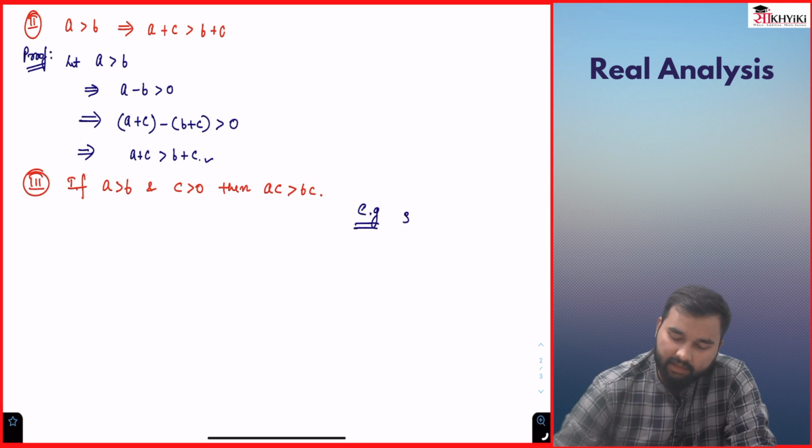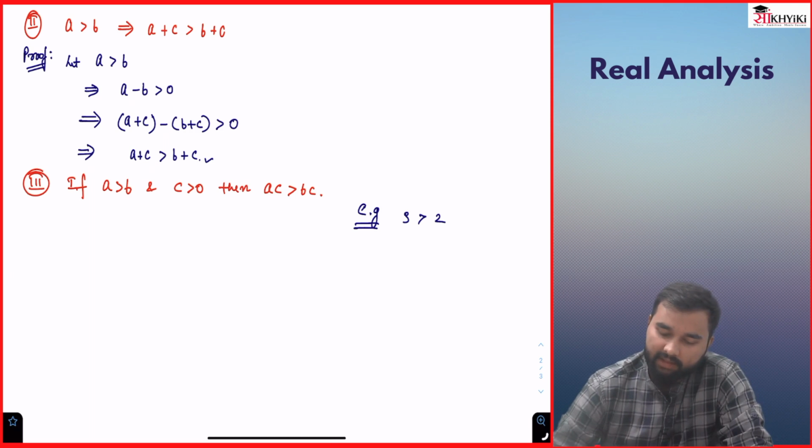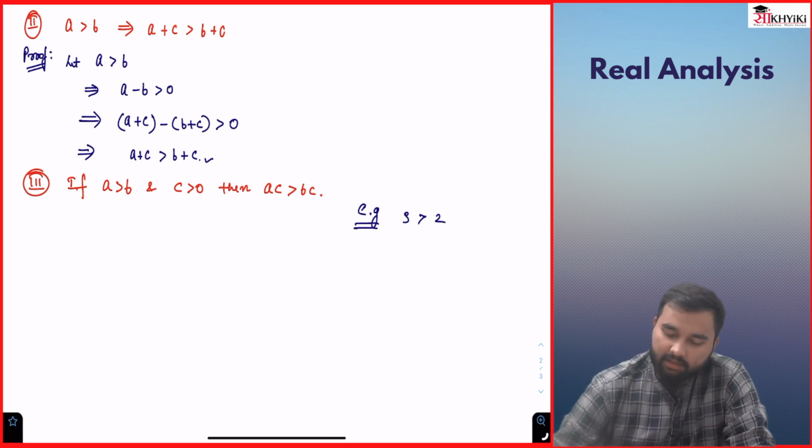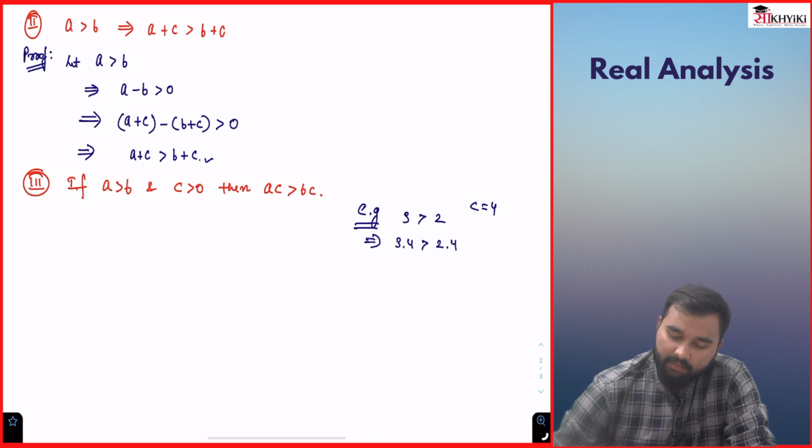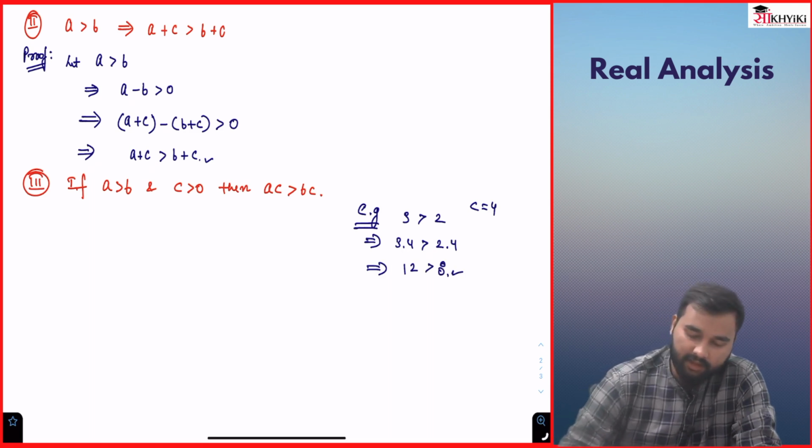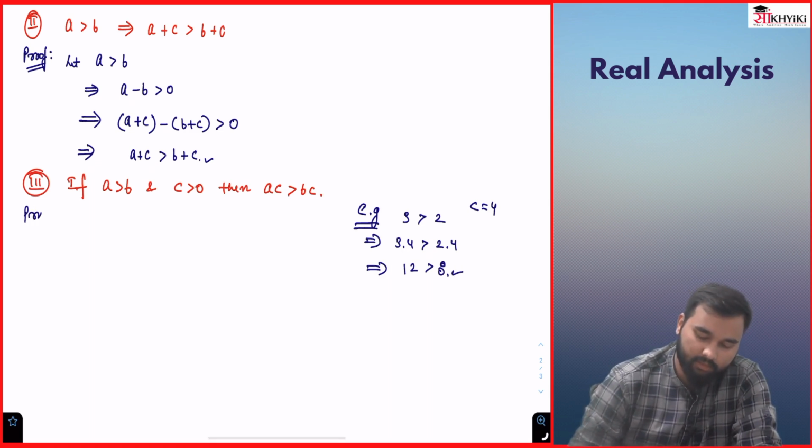For example, 3 is greater than 2, as we know. Let's multiply this inequality with a positive real number, say c equals 4. If I multiply, we have 3 times 4 and 2 times 4, and we get 12 greater than 8. So the inequality remains the same. Let's try to prove this inequality as well. Proof.